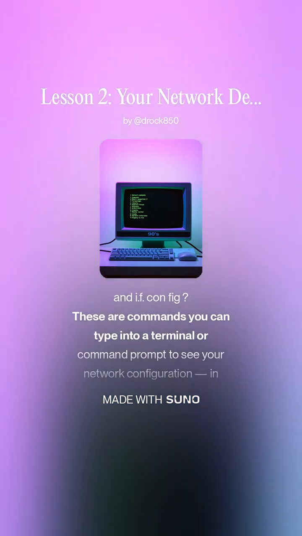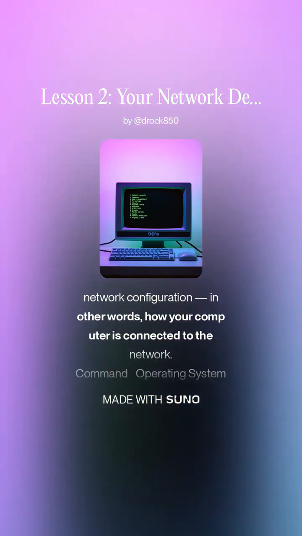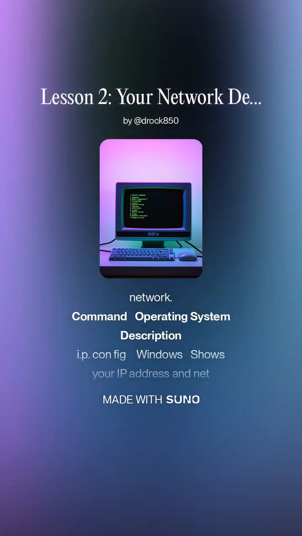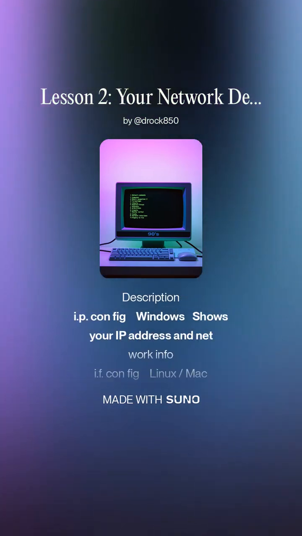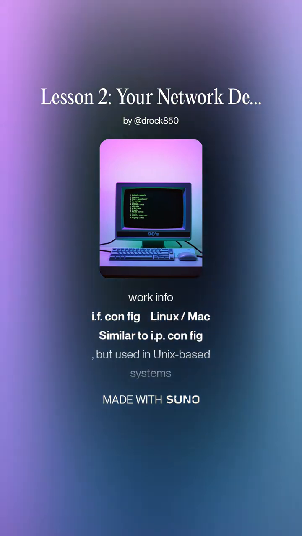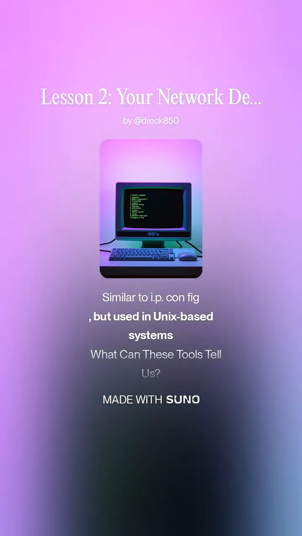These are commands you can type into a terminal or command prompt to see your network configuration. In other words, how your computer is connected to the network. Command, operating system, description. ipconfig, Windows: shows your IP address and network info. ifconfig, Linux and Mac: similar to ipconfig, but used in Unix-based systems.